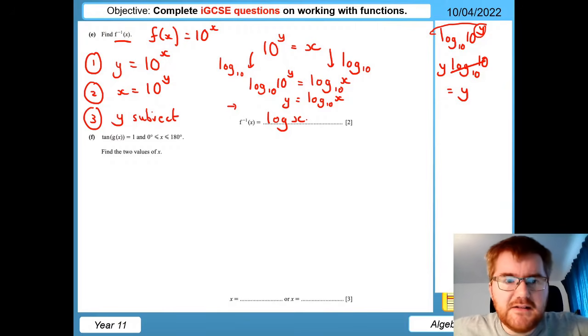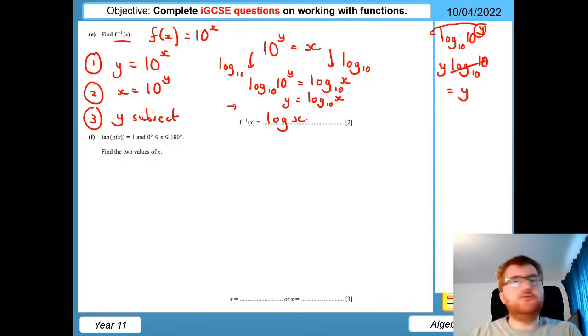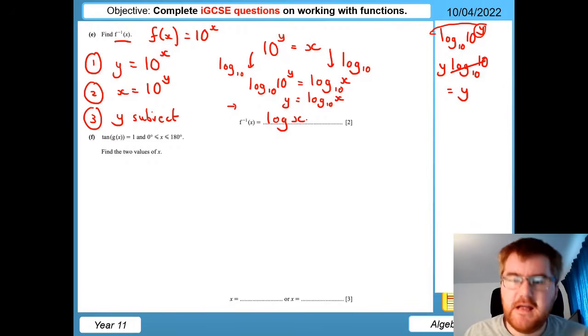Okay, and on to our last question, which is where they start tying in some trigonometry into this as well. So you need to be prepared for these A-star questions.